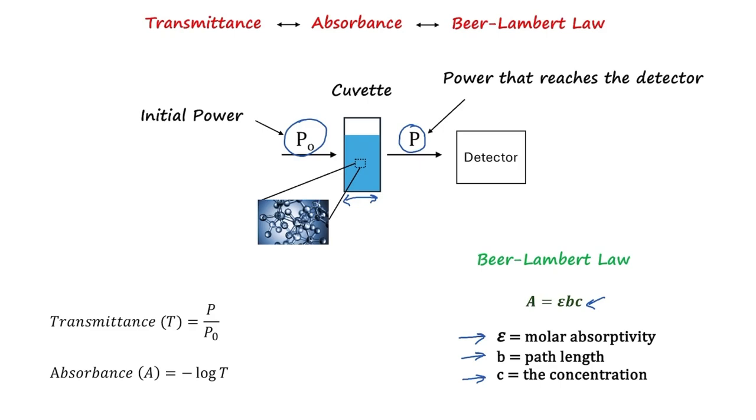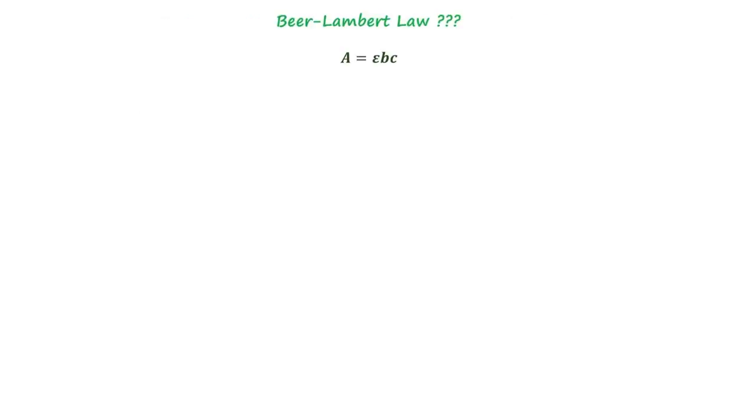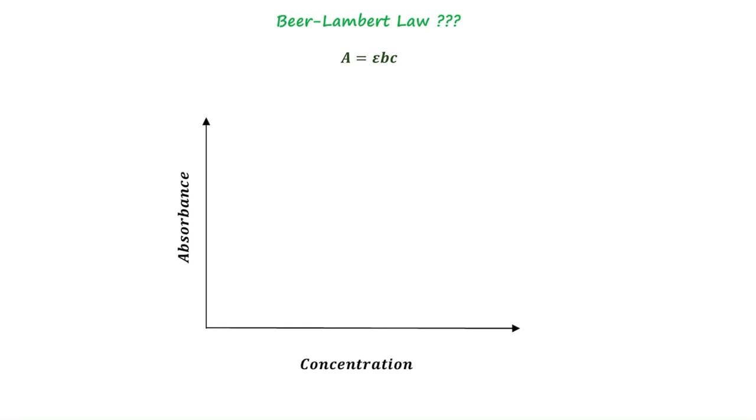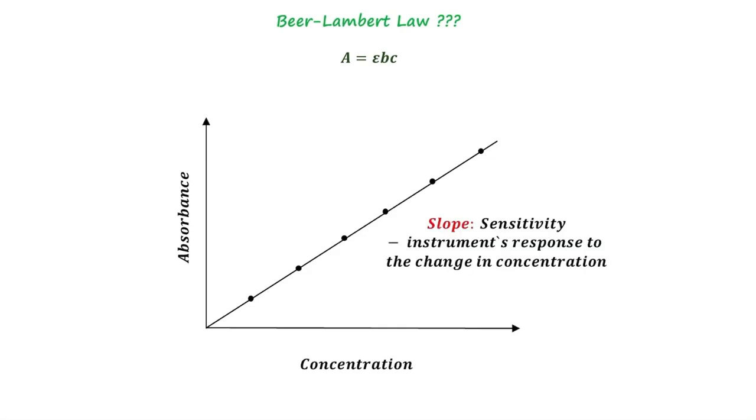Now, the reason this law is so valuable, especially in analytical chemistry, is because it produces a linear plot. When absorbance is plotted against concentration, you get a straight line as long as they behave ideally. This linearity is extremely important. It means the sensitivity, also known as the slope of that line, stays constant across the working range. In other words, the instrument responds consistently to changes in concentration, making calibration straightforward and reliable.